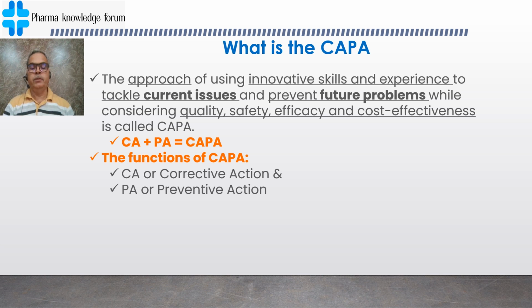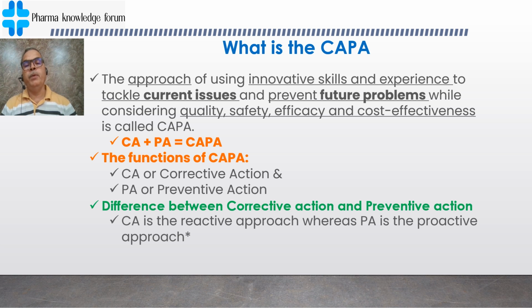Now the question comes, what is the difference between corrective action and preventive action? In corrective action, whenever a problem comes, at the same time action is started to resolve the issue. Hence, it comes under the reactive approach. In preventive action, existing knowledge is used to avoid future problems or prevent potential issues. Hence, PA, that is preventive action, comes under the proactive approach.